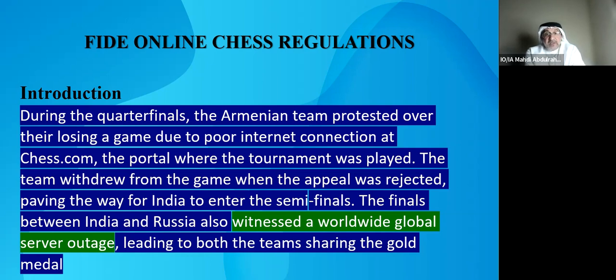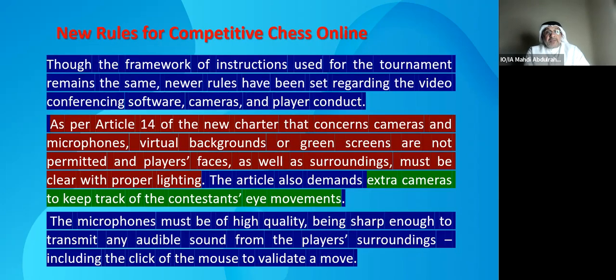No. It was something like political. FIDE decided, or maybe Arkady himself, the FIDE president, decided to let both teams share the gold medal. So they gave both gold medals and finished the Chess Olympiad. But after that, we have to look for new regulations for this event.